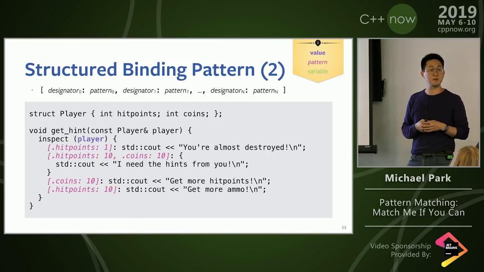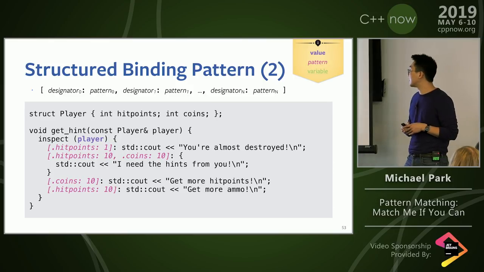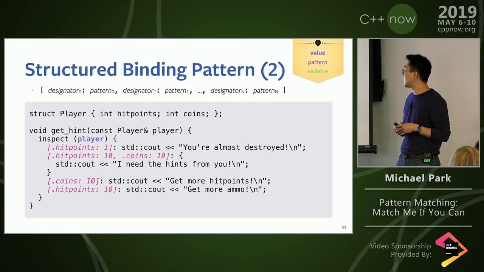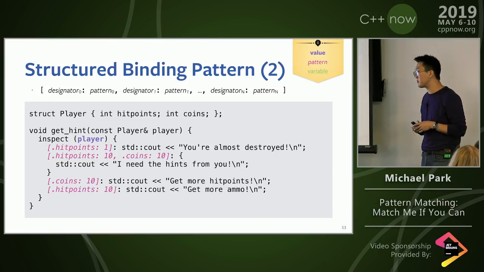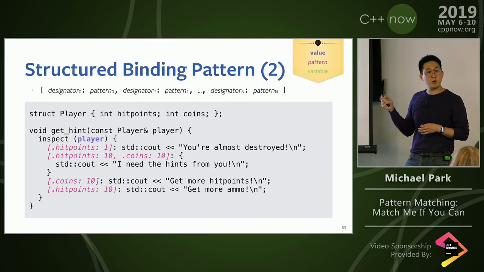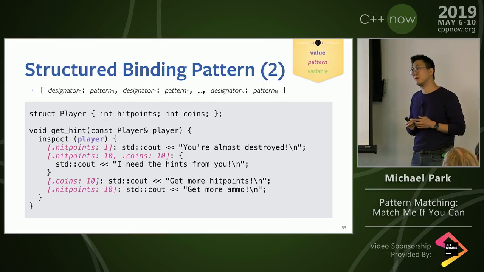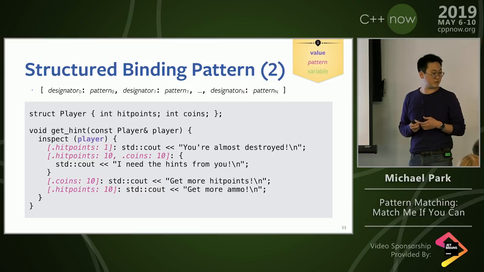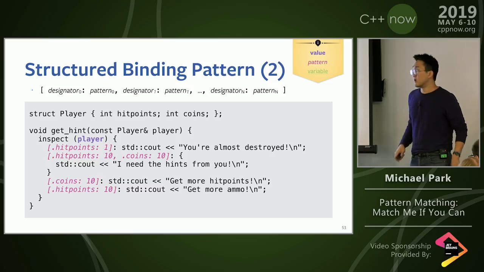Do you use a colon when you construct an instance of player here? Would you say dot hit points colon one, or would you say dot hit points equals one? The question is, do you use colon when you construct the value? And the answer is no. During construction, it's equals. We considered equals here as well, but it seemed a bit odd, because we're not actually assigning anything, so that's the reason for the syntax here.